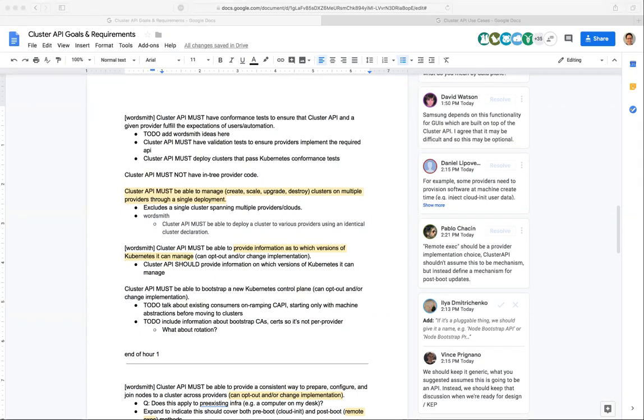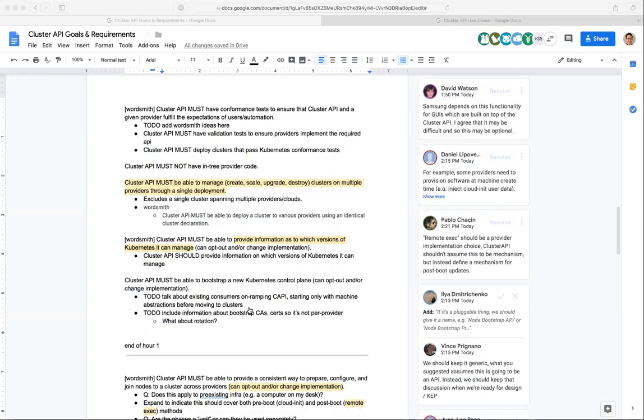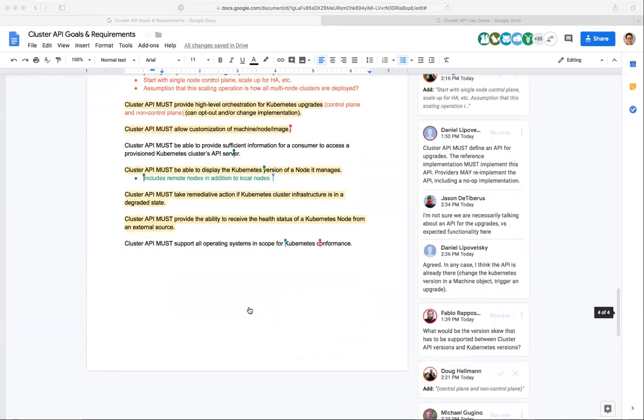I agree that I don't think it should be defined, but I think providers should have a broad amount of leeway for how they manage some amount of security posture for the cluster they create. And that's kind of how I would phrase it.